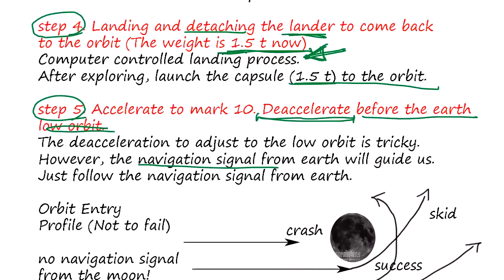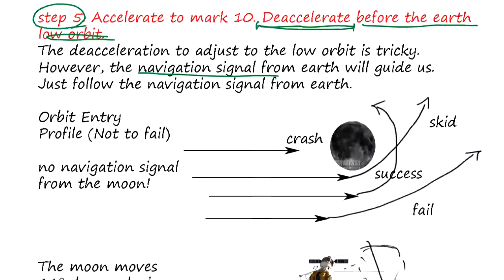Definitely, we need navigation signals to guide us from the Earth. Okay. Now, entering the orbit of the moon. Obviously, if you just go directly to the moon, it's going to crash, right? If the speed is too fast and you're too close, it's going to skid, just like a stone on the water. Now, if the speed is just right for the orbit, then it successfully gets into the orbit.